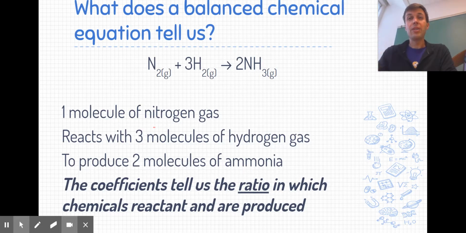A chemical equation is the simplest whole number ratio in which this occurs. However, if we have more molecules reacting, these chemicals will still react in the same ratio, and the ammonia will be produced in the same ratio. So let's take a look at an example.